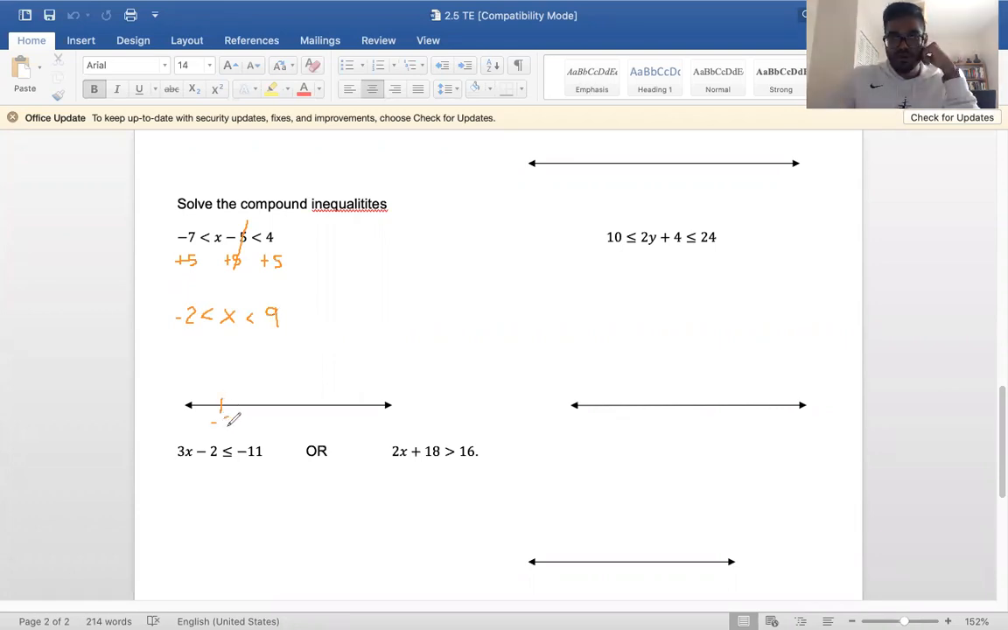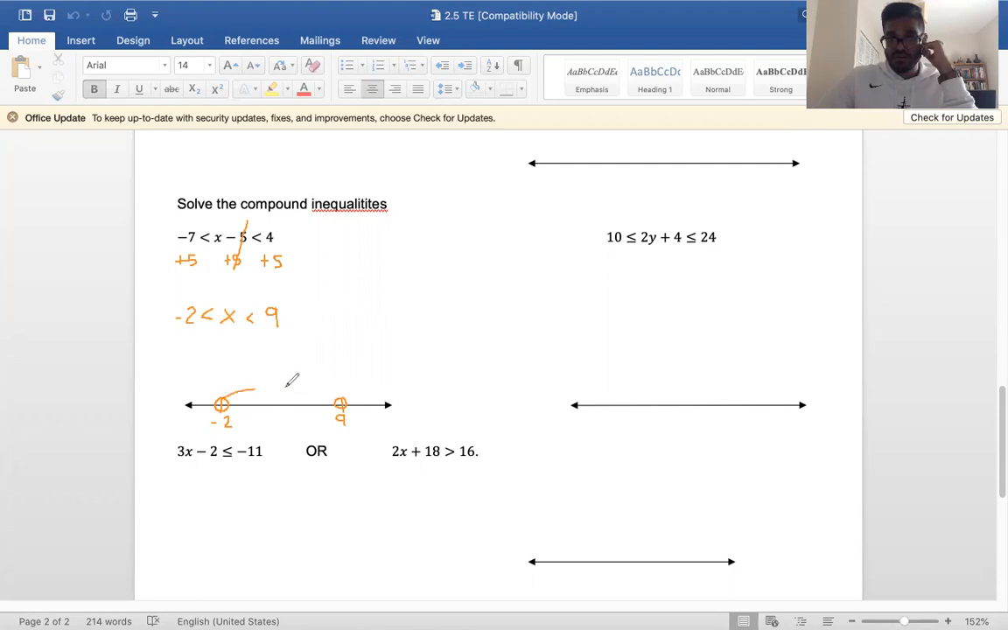You have -2. You have 9. x has to be greater than this number, so we're going to use an open circle because we're not going to be equal to it on both of them. We have to be greater than -2, but we also have to be less than 9. So what could be a possible solution to that? 0, for example. Is 0 greater than -2? Yep. Is 0 less than 9? Yep. So it's going to be things in the middle.